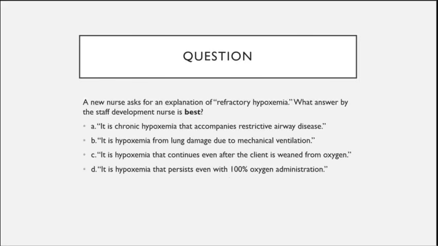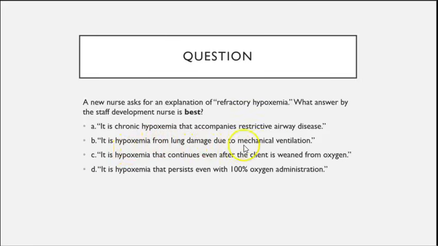A new nurse asked for an explanation of refractory hypoxemia. What answer by the staff development nurse is best? So what is refractory hypoxemia? Is it chronic hypoxemia that accompanies restrictive airway disease? So that would be like your asthma? No. Think about what refractory means and what hypoxemia means. This means that there's no oxygen in the blood and it's because of something else.